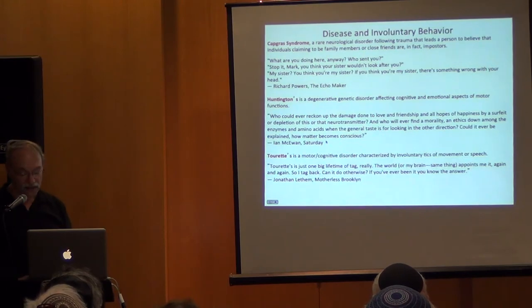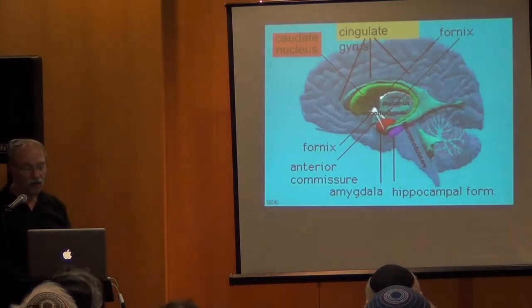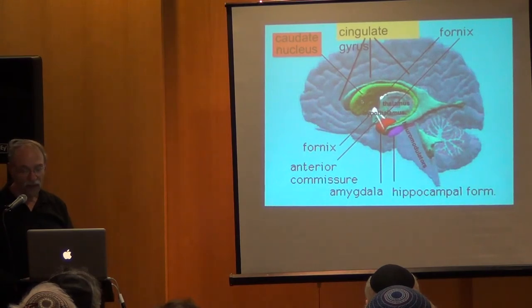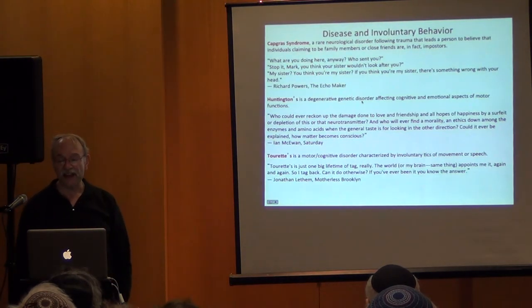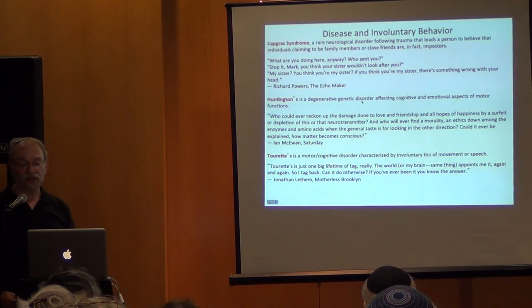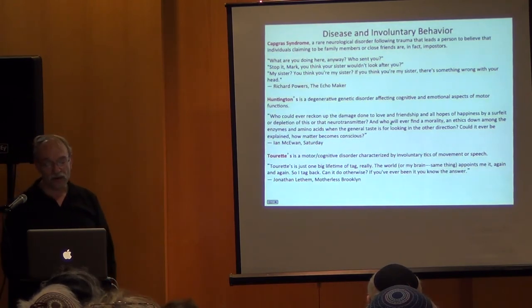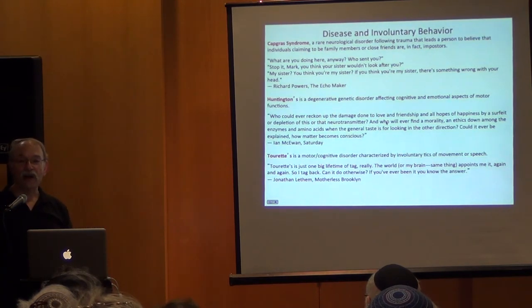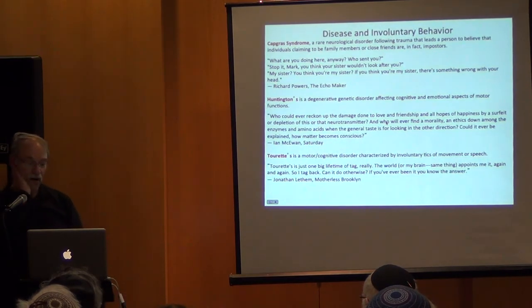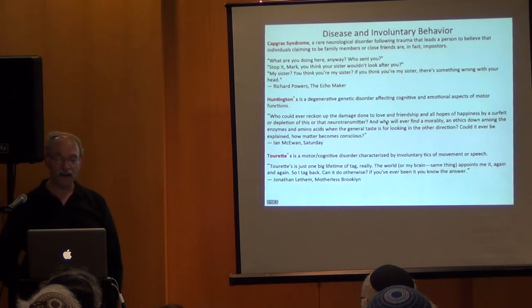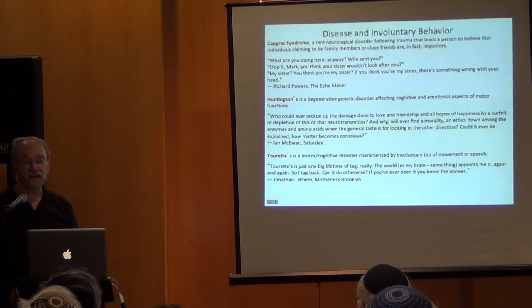Huntington's disease is a disease of the basal ganglia, caudate nucleus here. Again, it's a genetic disorder that results in a series of cognitive, emotional deficits associated with motor function, and eventually leads to death. I'm not going to go into the details. And Ian McEwan, a British writer that many of you know, has a book called Saturday. It's a modern version of Bloom walking around in Dublin in Joyce's Ulysses.